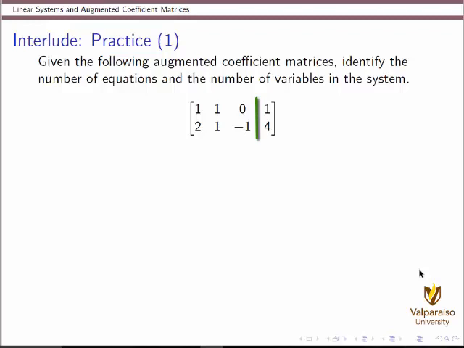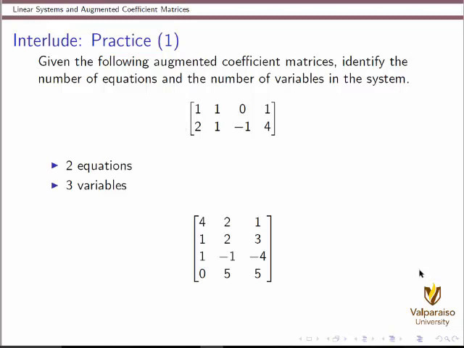So the 1 and the 4 that you see here go on the right-hand side of the equal sign in a system of equations. And so what we're looking at here is 2 equations, but with 3 unknowns. So the 1 and the 0 are the coefficients of unknowns, of variables, and so also the 2, the 1, and the negative 1. So 2 equations, 3 variables.